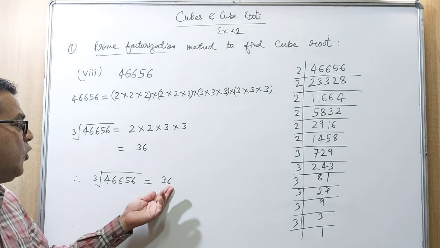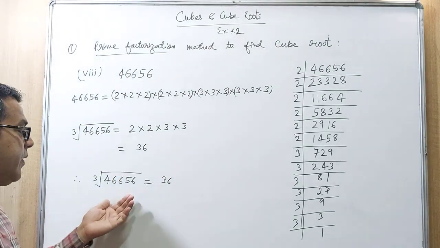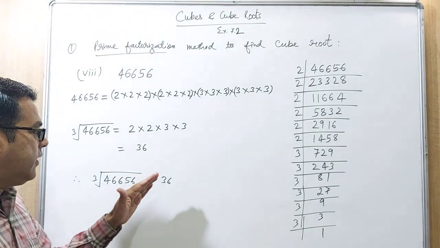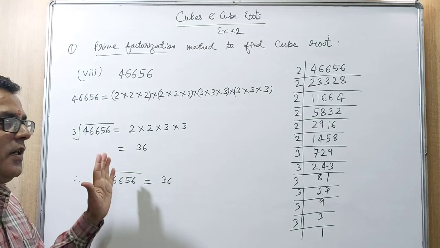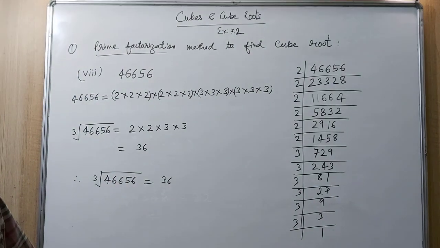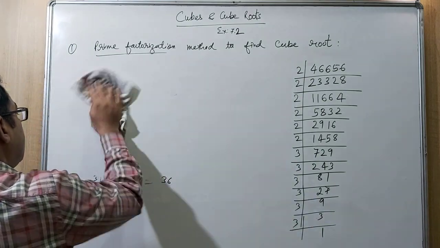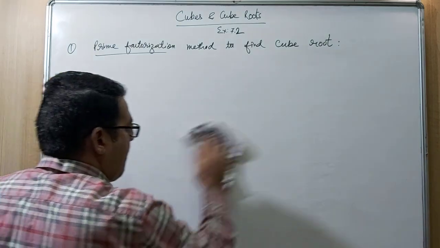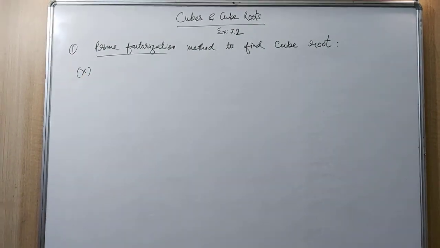If you find the cube of 36, you will find this value. In my previous video, I explained how we can find the cube of any number without much calculation. One trick I explained in my previous video, right? And one more part I am going to discuss here. This is part number 10, the last part of this question.